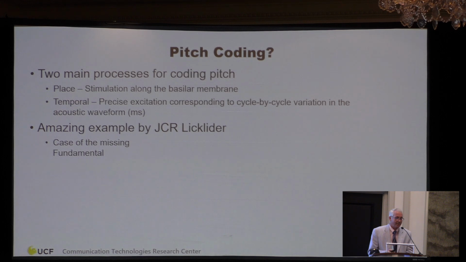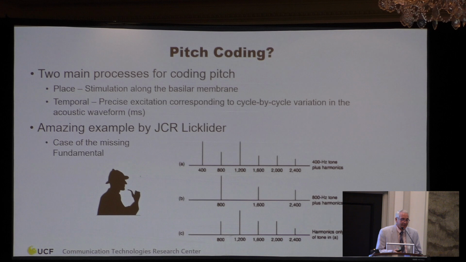A second way is a temporal code, and really that was demonstrated by a famous scientist named J.C.R. Licklider about 70 years ago. And he called it the case of the missing fundamental. So in that case, look at these 3 different harmonic complexes. The one on the top includes 400 hertz and the next harmonics above 400 hertz. It would be matched to a pure tone of 400 hertz, and we would say it has a pitch that corresponds to 400 hertz. The second one has 800 hertz, 1600 hertz, and 2400 hertz, harmonics of 800 hertz. It has a pitch of 800 hertz.